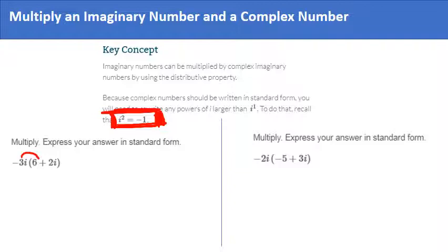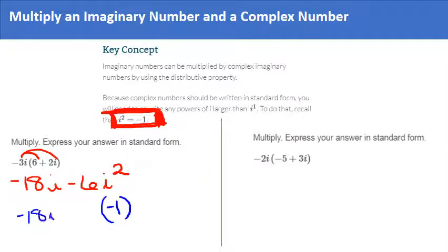We have to distribute. So I have -3i times 6, so that gives me a -18i. -3i times 2i, so that's a -6i squared. Now, what did I say i squared is? i squared is -1. So we have to change that i squared to a -1. Okay? So that means we have -18i minus 6 times -1.